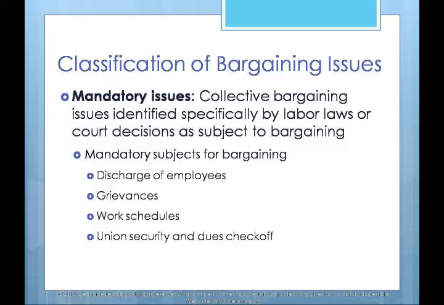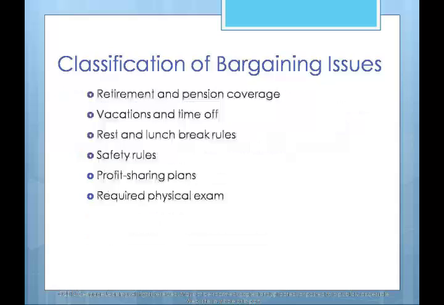Classification of bargaining issues. Now, these are the mandatory issues you must bargain, specified by labor laws and court decisions as subjects to bargain. Mandatory subjects for bargaining: discharge of employees, grievances, work schedules, and union security and dues checkoff. Classifications of bargaining issues also include retirement, pension, vacation, rest, safety, profit sharing, those kinds of things. Generally, mandatory things are wages, benefits, and the nature of jobs.